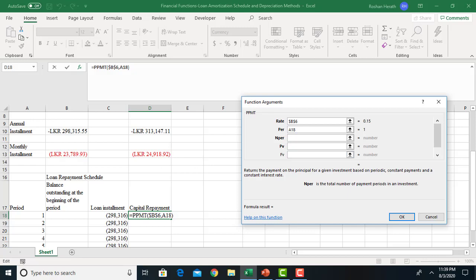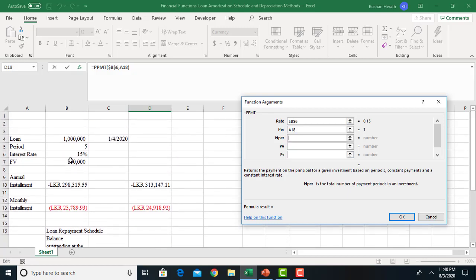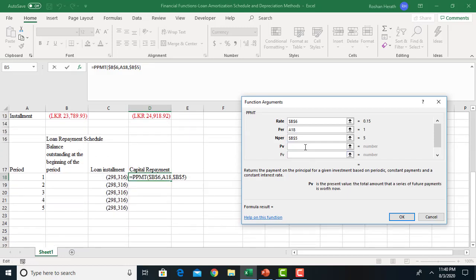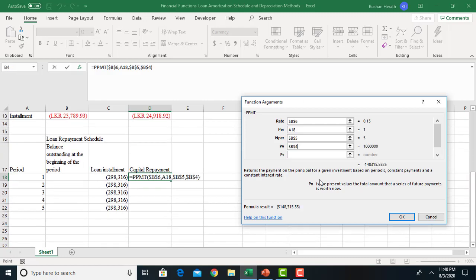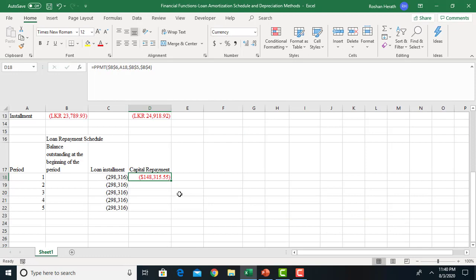While the NPER, so it is total, the loan period, it's going to be 5 years. So you can make it fixed. The present value, that is the loan amount, and that is 1 million. Say okay. Now you can see, this is going to be the capital repayment. So in this loan, you can see the first installment, this is the capital repayment. The second one, 170,000. Third one, 196.